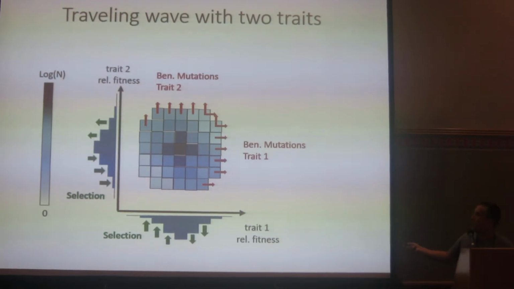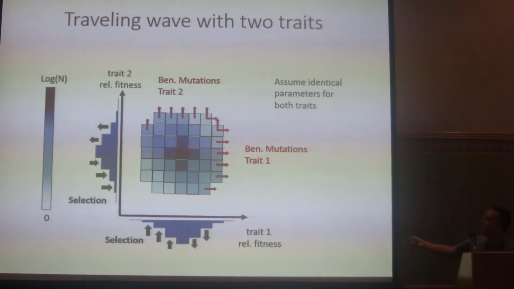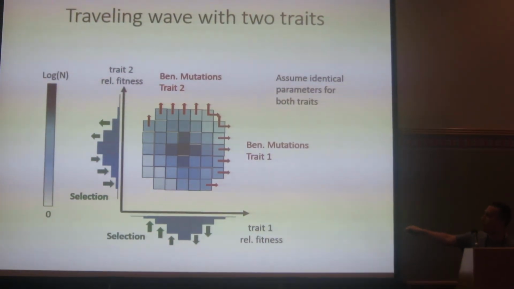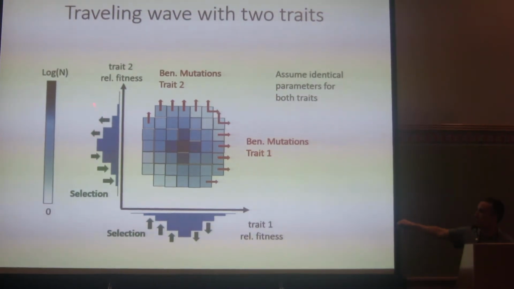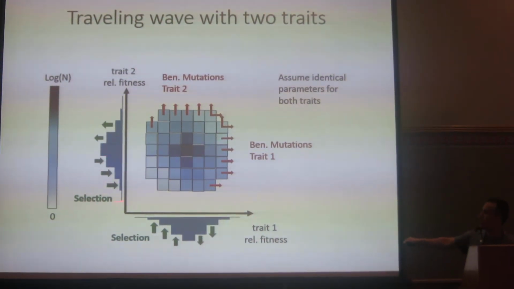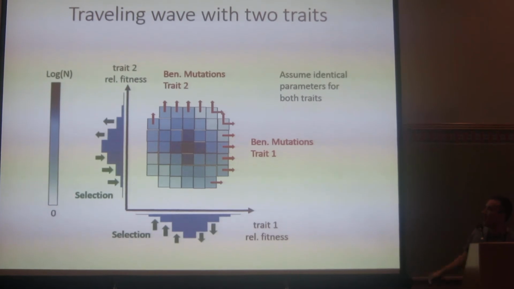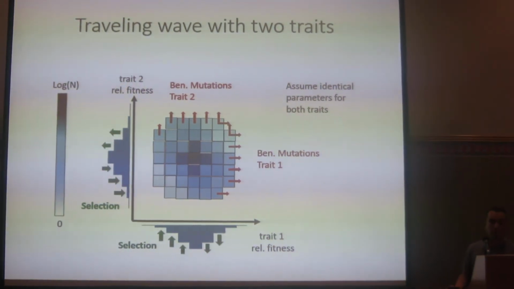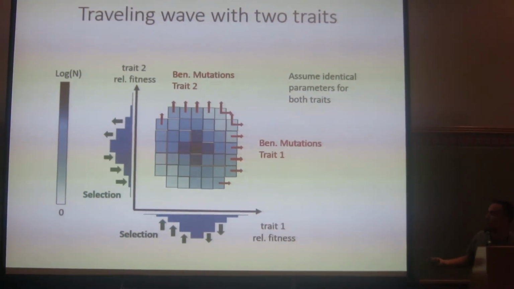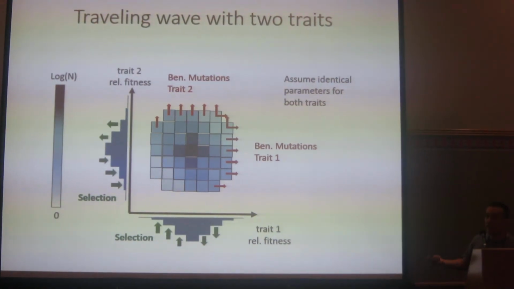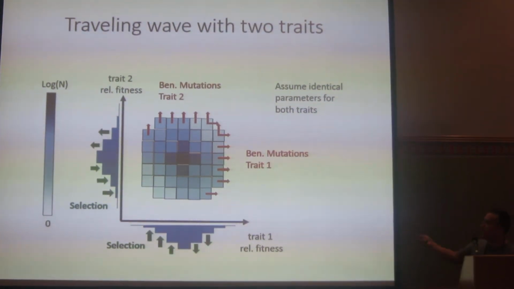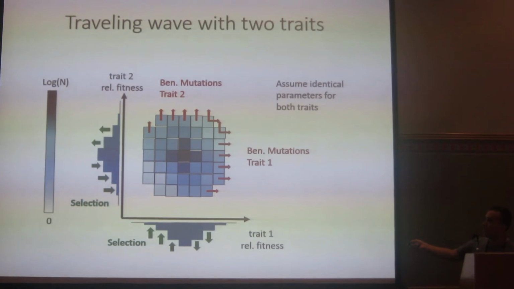fitter groups. In our model, we looked at a symmetric model. In other words, the parameters for mutation and selection are identical in each of these axes. We did this as a starting point, because even in that case it actually gives really complicated behavior. So we looked at the symmetric case.